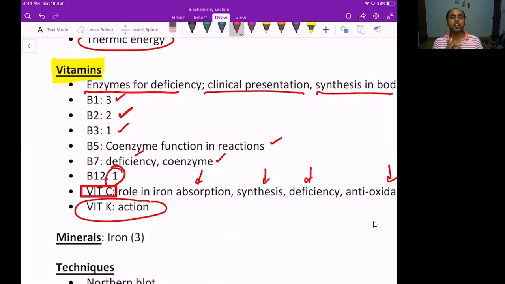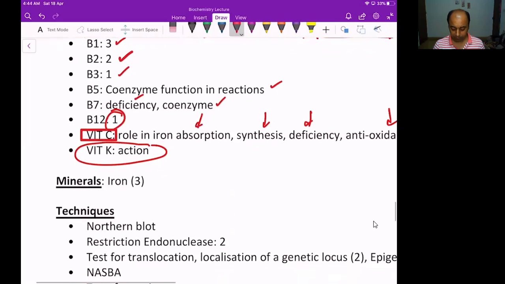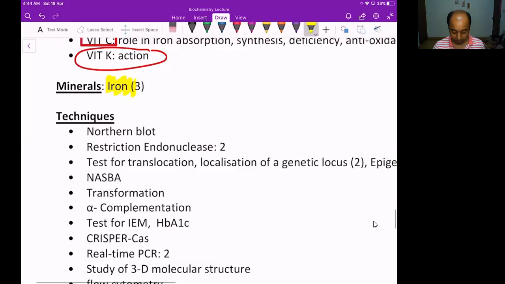So what you find is that the water soluble vitamins is something which you must know properly. Very, very frequently asked in the AIIMS exam, water soluble vitamins, a lot of clinical cases coming in from the water soluble vitamins. Coming to the minerals, the only mineral which has been asked in the AIIMS exam is iron. Three questions have been asked from iron in the AIIMS exam.